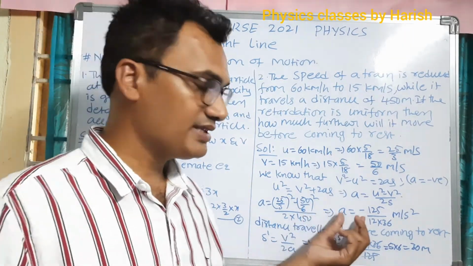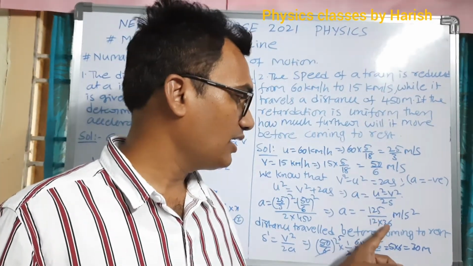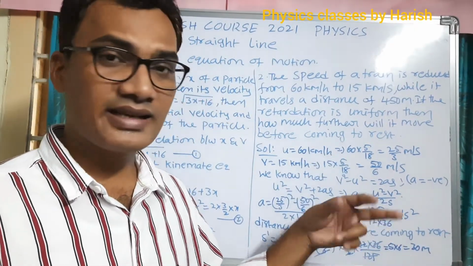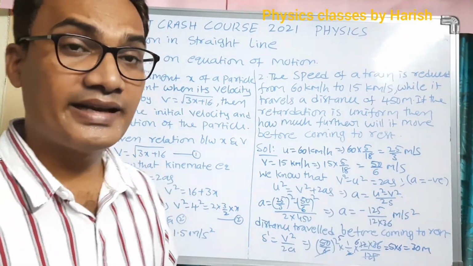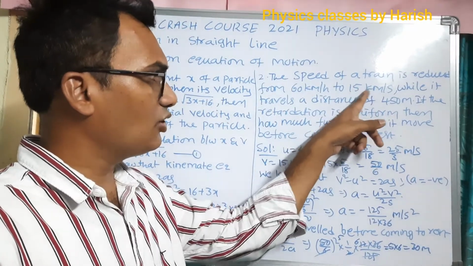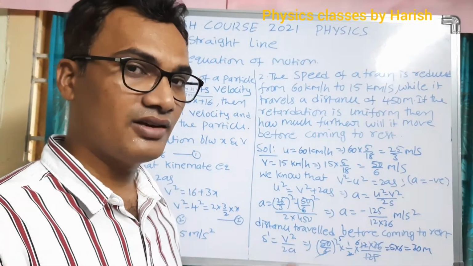After substituting and simplifying, we'll get a = -125/12 × 36 meter per second square. Already we know that it is a retardation motion. That negative sign indicates retardation, decreasing acceleration. And we have to find how much distance it will travel from 15 km per hour to 0 km per hour. That we have to find.